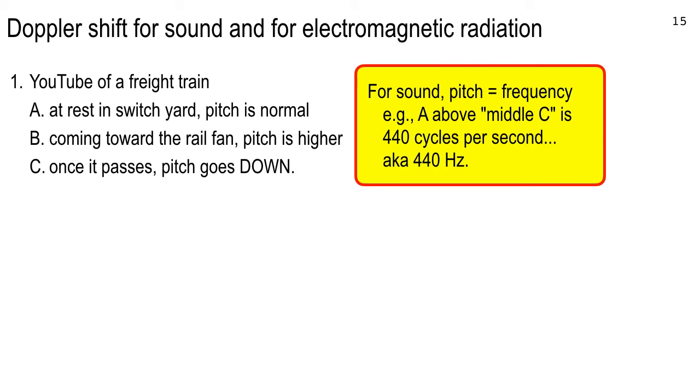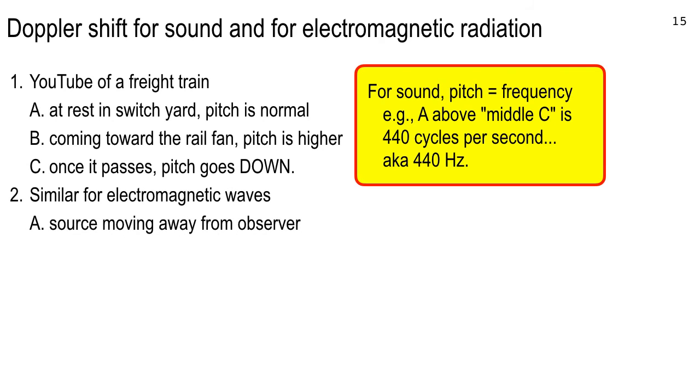All right, now that's with sound waves. And with electromagnetic waves, it's very similar, although the electromagnetic field is definitely not the same as the sound wave system. If the source of electromagnetic radiation is moving away from the observer, the frequency decreases, just like in the train. Once it passes that guy, the pitch goes down. Same thing with electromagnetic radiation.